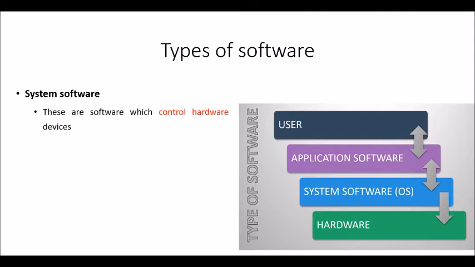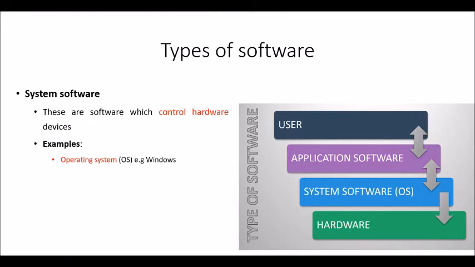As you can see from this picture, system software communicates directly with the hardware. All right. Now, if Cambridge asks you this question and you don't remember anything, just remember control hardware device. System software, it controls hardware devices.